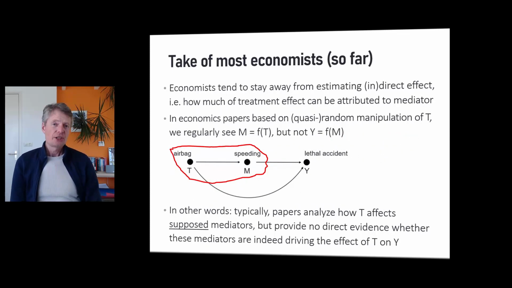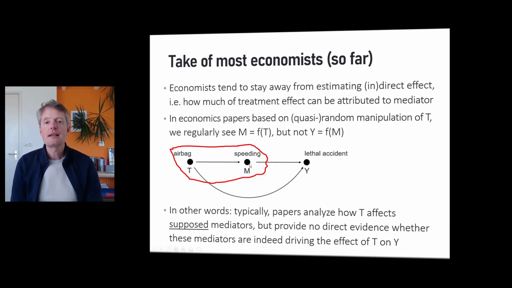So what we generally see in economics papers is that authors tend to focus on the relationship between T and M, which is easy, because as long as we have as good as random variation in T, and you have data on this mediator M, then you can always identify this relationship, right? But economists tend to stay away from this second step here, M on Y, and this second step is obviously necessary to identify the indirect effect.